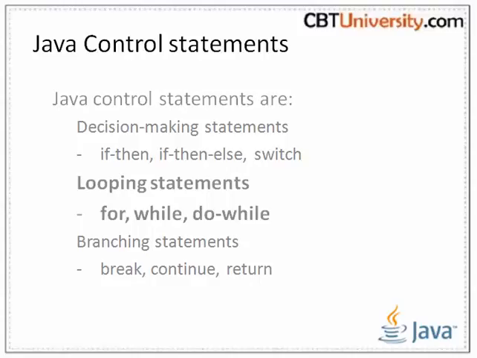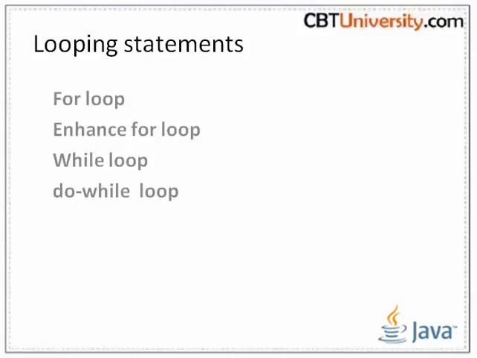Java control statements are decision making statements like if then else, switch, looping statements like for, while, do while, and branching statements, and they are break, continue, return. In this session, we are going to learn about looping statements. Java has four forms of such statements, and each has its own purpose: for loop, enhanced for loop, while loop, do while loop.